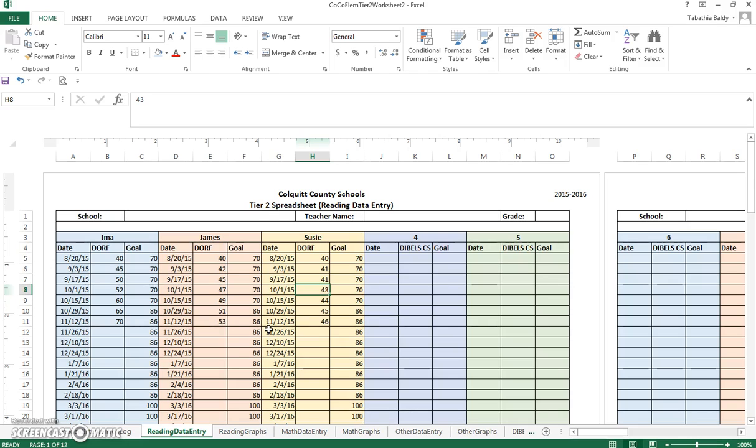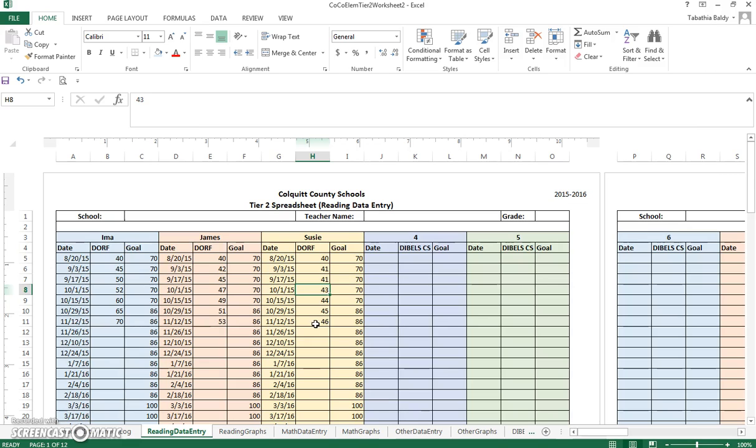When we're looking at the raw data, it looks as if Ima is making pretty good progress as it compares to the goal that she should be making. But it also looks like James is making pretty good progress because he also started out reading 40 words per minute and is now reading 53. The same thing for Susie. Susie has moved from reading 40 words per minute to 46. Although she's making progress, her progress is much slower than Ima and James.